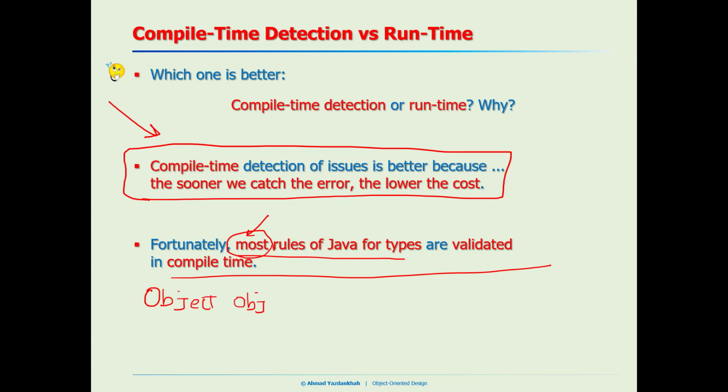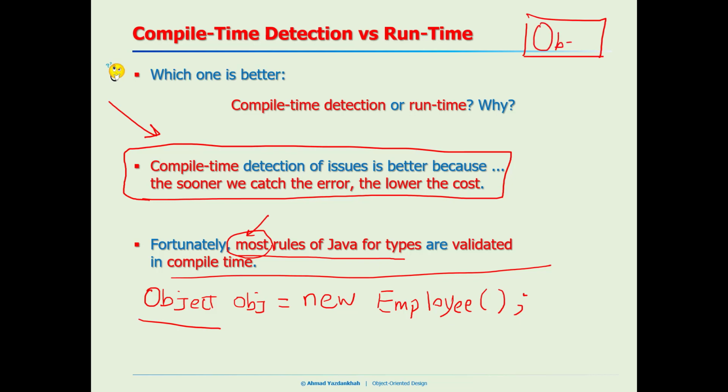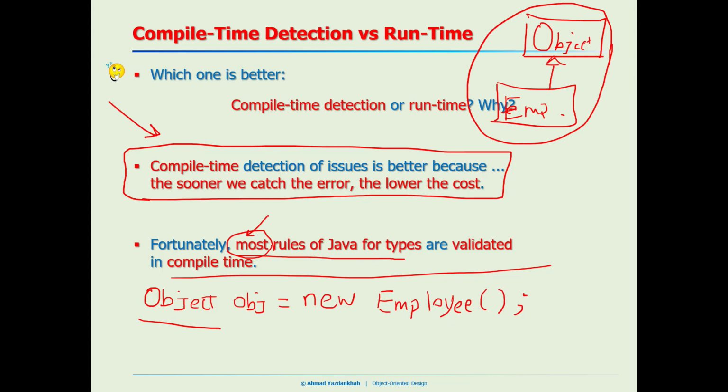Let's call it opt, for example, equal to new employee. Can we do that? Yeah, of course we can do that, because we said object is the parent of all of the classes, right? So object is here, and all of the other classes like employee inherit from the object class, right? So there is an is-a relationship between them, and we can use the polymorphic relationship like this.